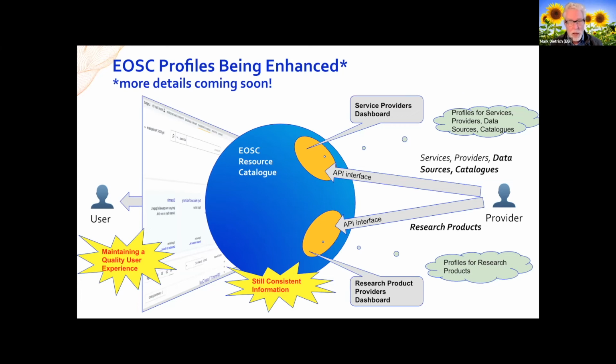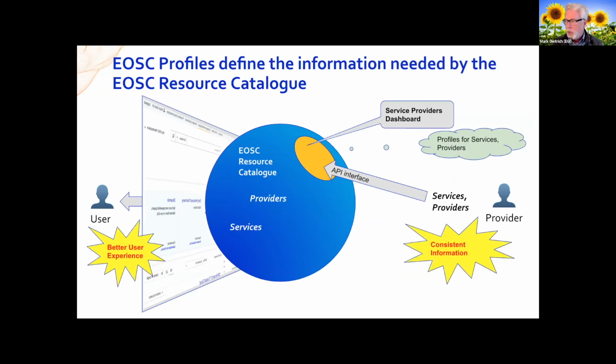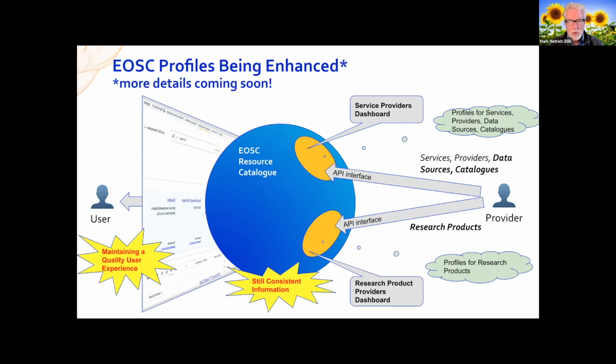We will be providing better details on all of this shortly, but you'll find the profiles for services, providers, data sources, catalogs, and research products. These will be the specifications for how you describe these things to the EOSC resource catalog. The original purpose of these is to provide consistent information, which delivers a better user experience. And the same is still true. We want to maintain consistent information. In fact, we want to improve the consistency of the information in the catalog, and that in turn will contribute to a quality user experience.